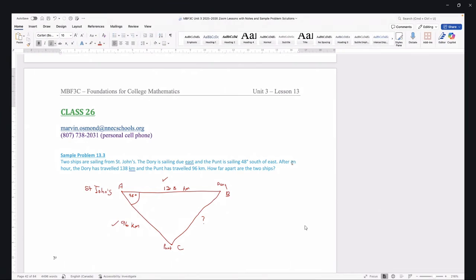So I'm going to come into here after, let's say, 10 hours. Okay, let's delete that, after 10 hours. The dory has traveled 138 kilometers. So that doesn't change anything, because we're looking at how the question says, how far apart are the two ships after 10 hours? So all we're concerned about is distance and not time right now.